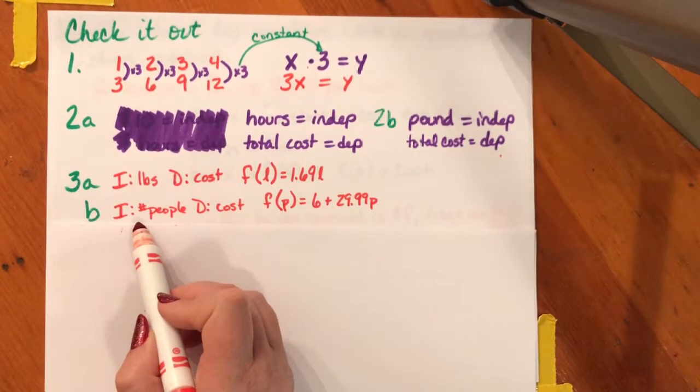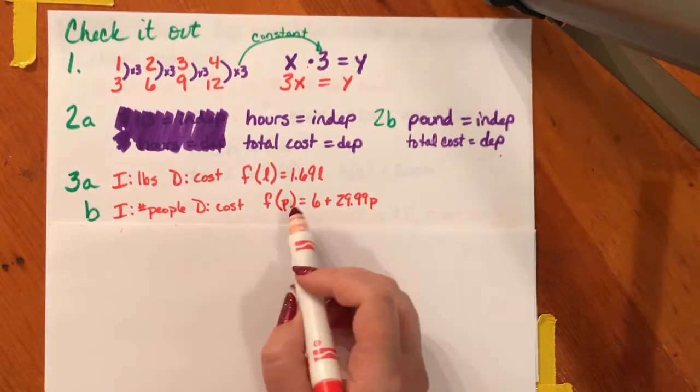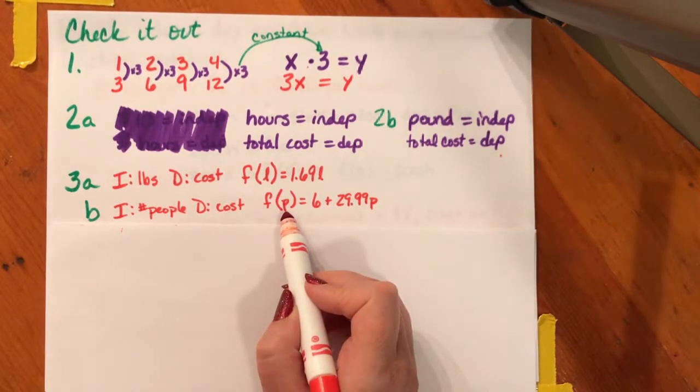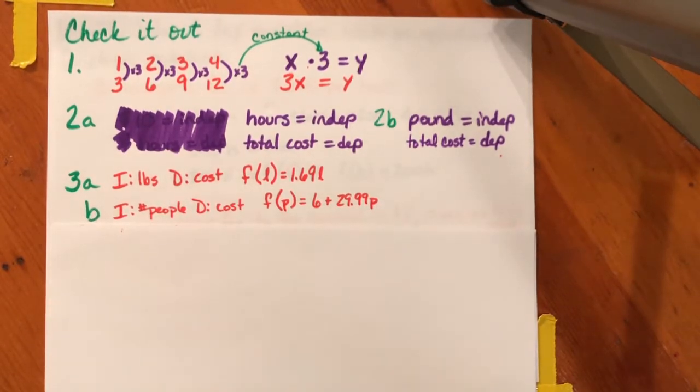For b, the independent variable is the number of people, the dependent variable is the total cost, and f of P, where P is the number of people, equals 6 plus 29.99 times P. Okay? Please ask me if you have any questions.